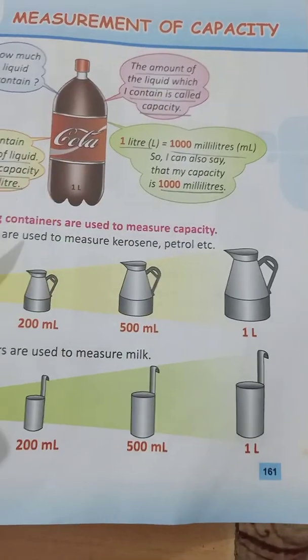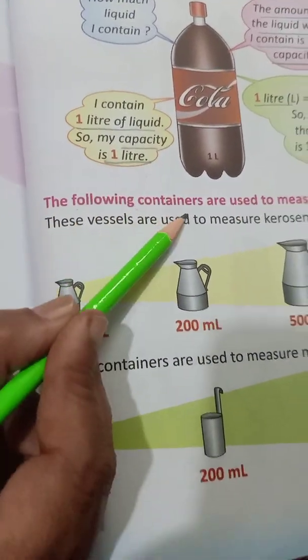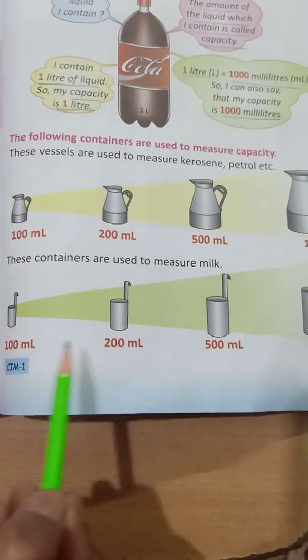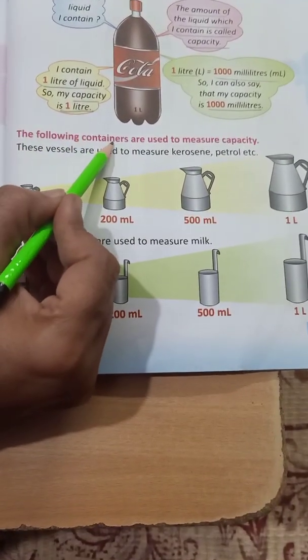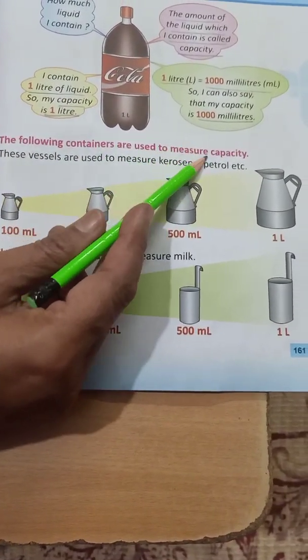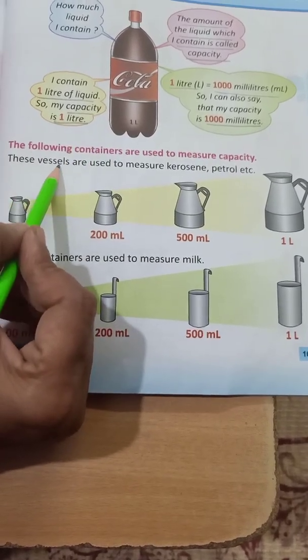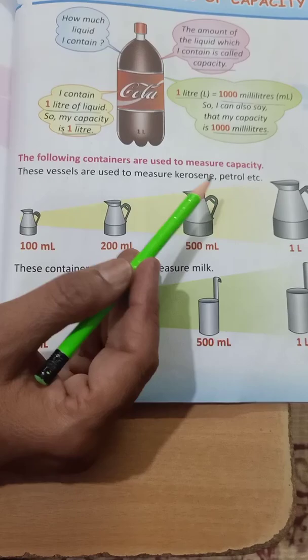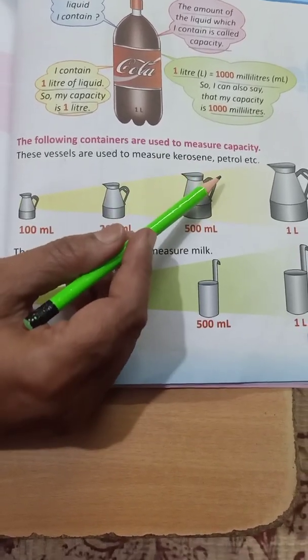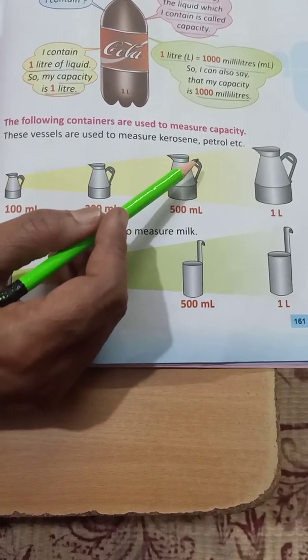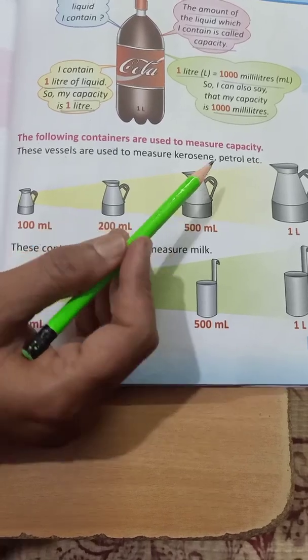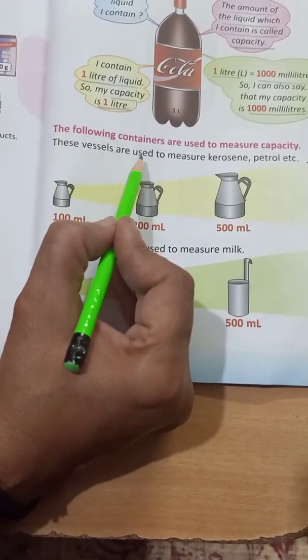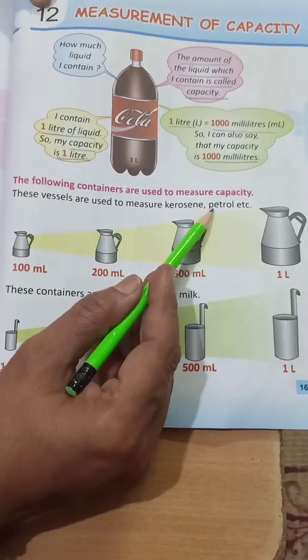Now next, the following containers, so many containers are here. The following containers are used to measure capacity. These vessels are used to measure kerosene, petrol, etc. Kerosene, petrol, milk, juices, they are all in liquid state.